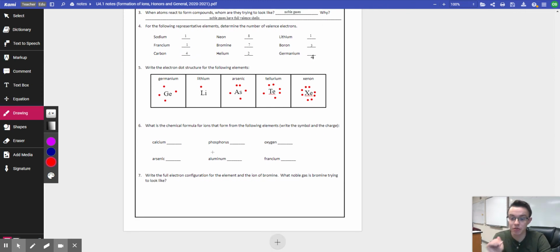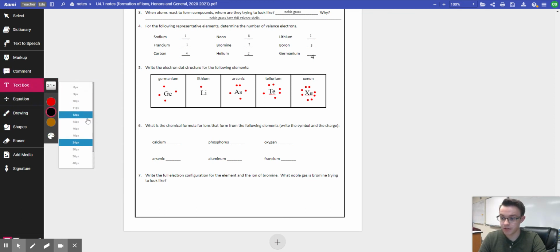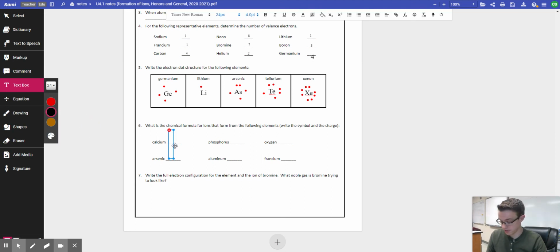Number 6, what is the chemical formula for the ions that form from the following elements? Remember, you got to write the symbol and then the charge. Calcium is in group 2A. So it's a metal, so it's going to lose its electrons. It's going to lose its 2 valence electrons. So first you write the symbol Ca. And then you're going to write its charge. Well, if it loses 2 electrons, then it's going to have 2 more protons than it does electrons, meaning it's going to have a positive 2 charge. You can also memorize the charge based on where it is on the periodic table.